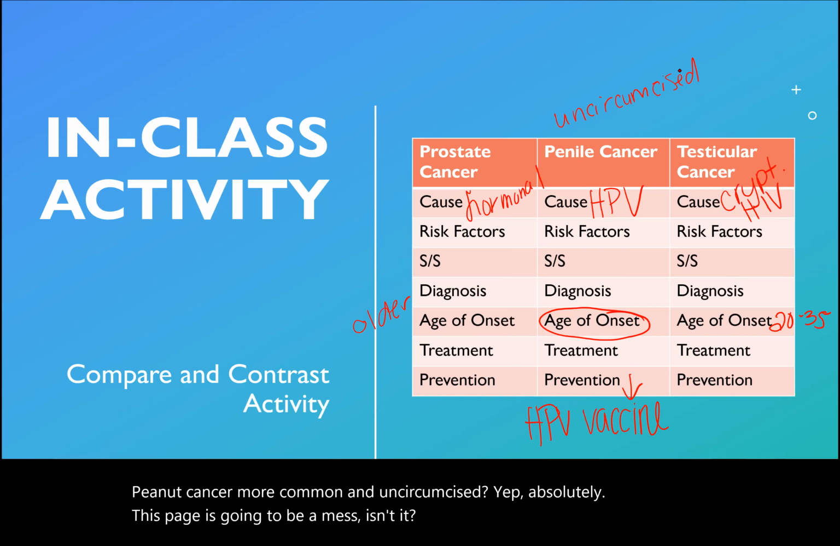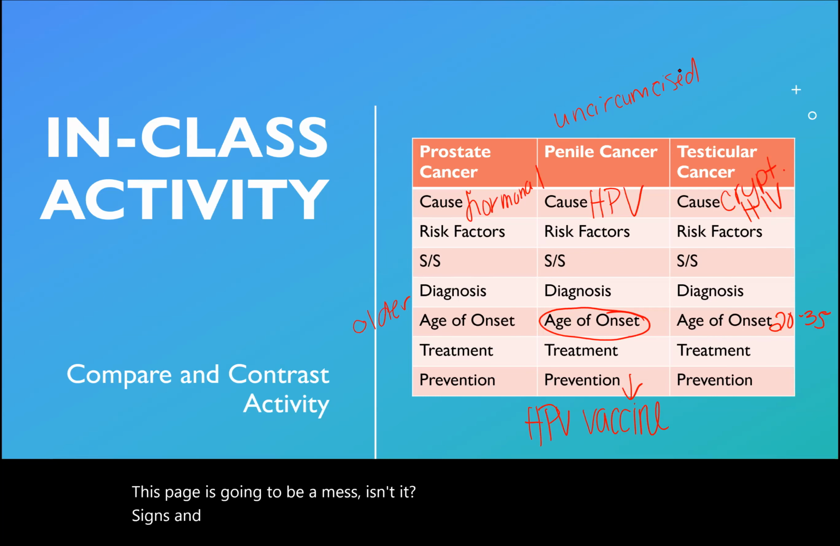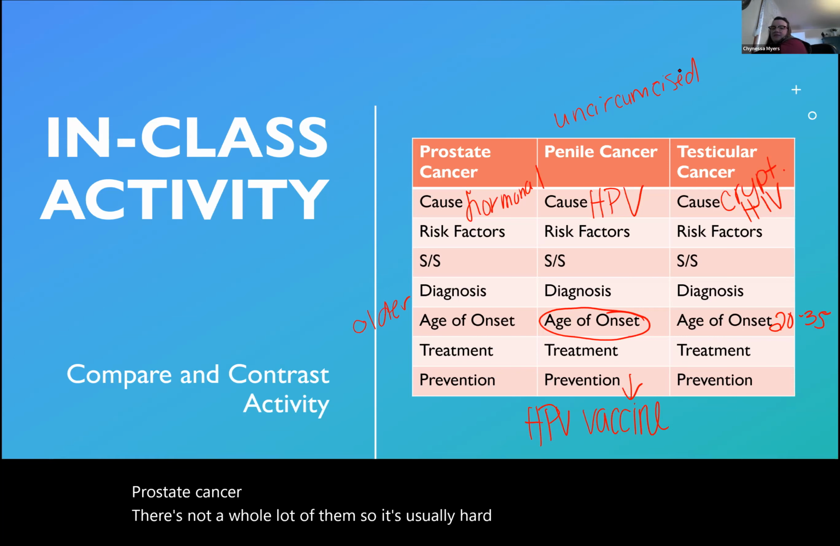Okay, signs and symptoms. When you get to prostate cancer, there's not a whole lot of them. So it's usually hard to figure out that there is cancer. Frequent urination, okay.